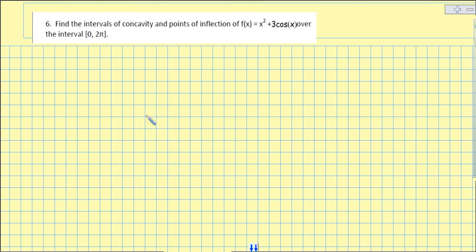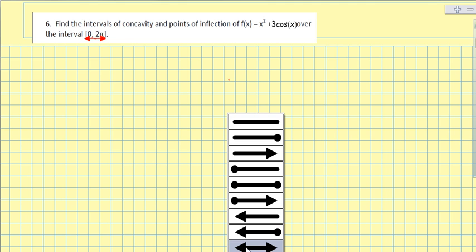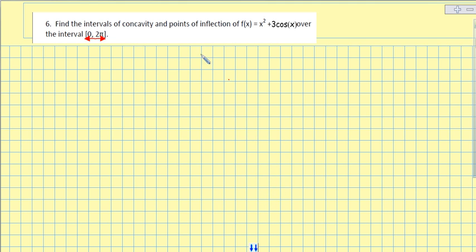Okay, let's look at this problem number 6, which is from Chapter 6. I changed it a little bit, but it's this function that has x squared plus 3 cosine of x, and we're only interested in the interval from 0 to 2 pi. And what we're going to do is find the intervals where it's concave up or concave down, and we're looking for the points of inflection.